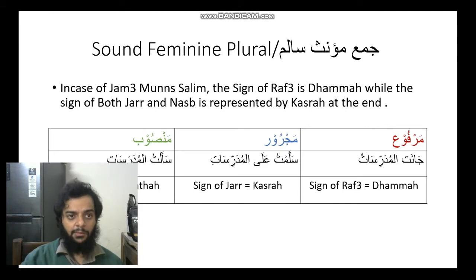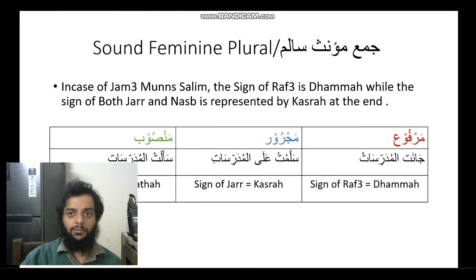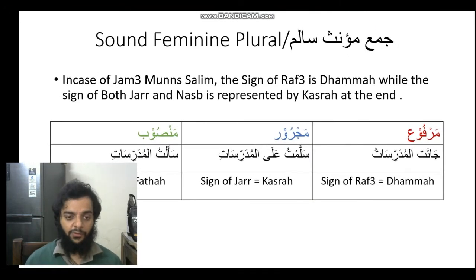I think my camera is interfering. Let me see. Okay, I think I made a few adjustments.